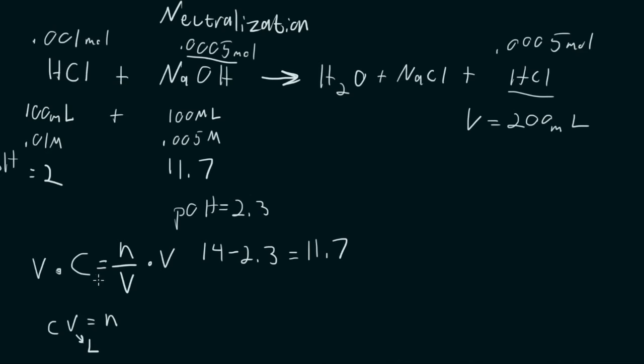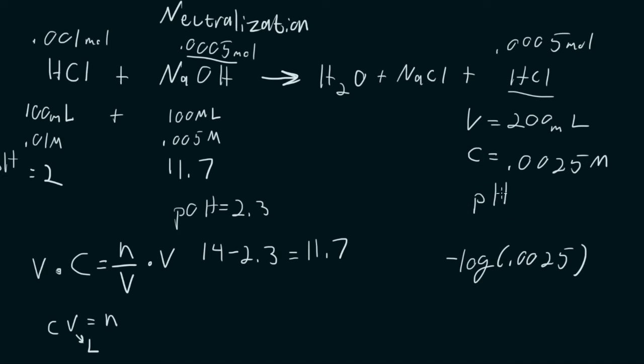Now I need to take this C equals n over V. I need to take my number of moles divided by my volume. And I get a concentration of 0.0025 molar. Now, what is my pH going to be from that? Well, now that I've got the concentration, and it is hydrochloric acid, I can just take the negative log of that concentration. And I get a pH of 2.6.